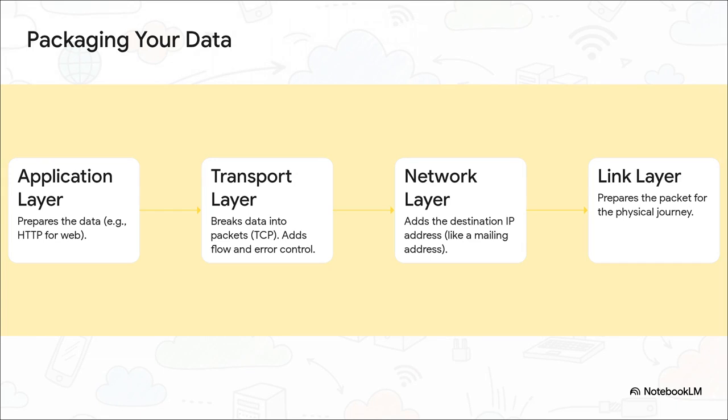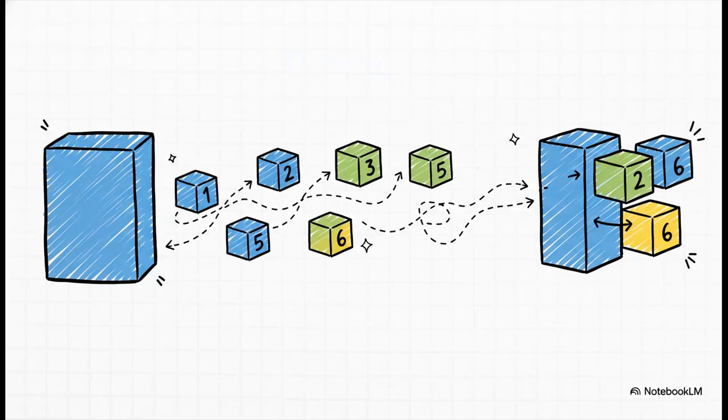Okay, so let's think about this like we're shipping a package. It's basically an assembly line. First, the application layer writes the actual letter. That's your request. Then the transport layer chops that letter into smaller, numbered pages and puts them in an envelope so they can be reassembled later. Next, the network layer writes the full mailing address on the outside. And finally, the link layer slaps the right postage on it so it can get to the next post office. The point of all this wrapping and stamping is actually pretty genius.